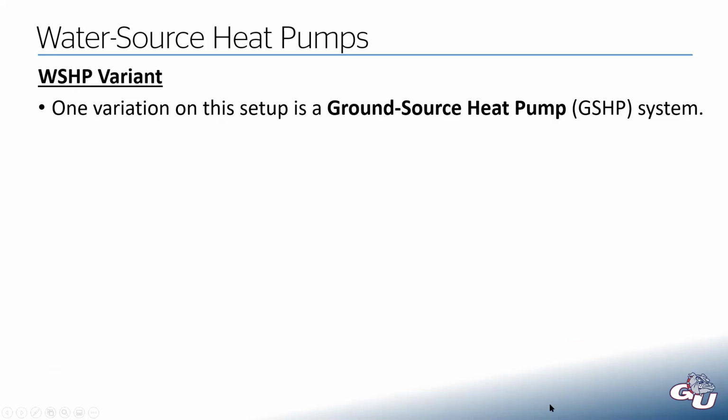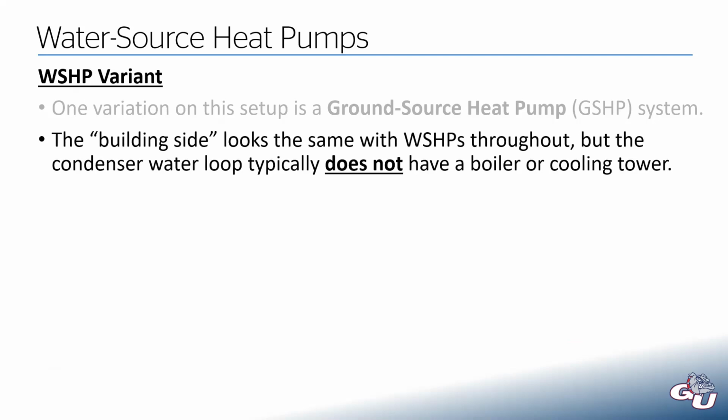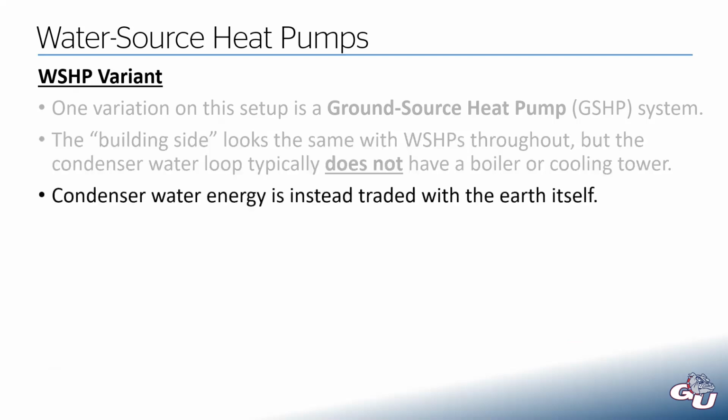GSHP. With a ground source heat pump system, the building side looks exactly the same. So you still have all of your heat pumps throughout your building, and they're probably the exact same heat pumps you would buy with a standard water source heat pump system. So that side looks identical. You still have a pump that's moving water through your building, but the big difference is there's no boiler or cooling tower.